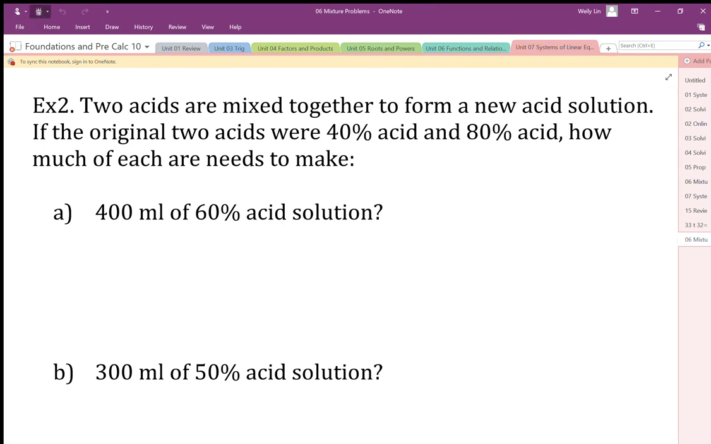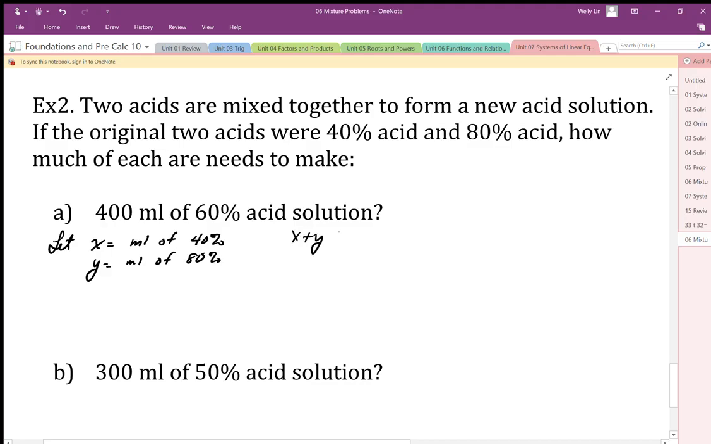So we're going to let our variables, since it says how much of each do we need, X equal the volume or milliliters of 40% acid, and we'll let Y equal the milliliters of 80% acid. And we know that X plus Y, the two volumes, must add up to 400. So there's one relationship. And the second relationship is going to look like this.